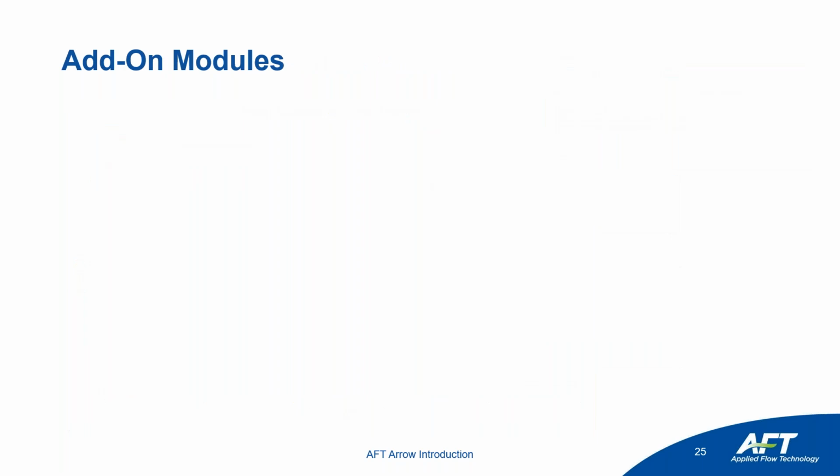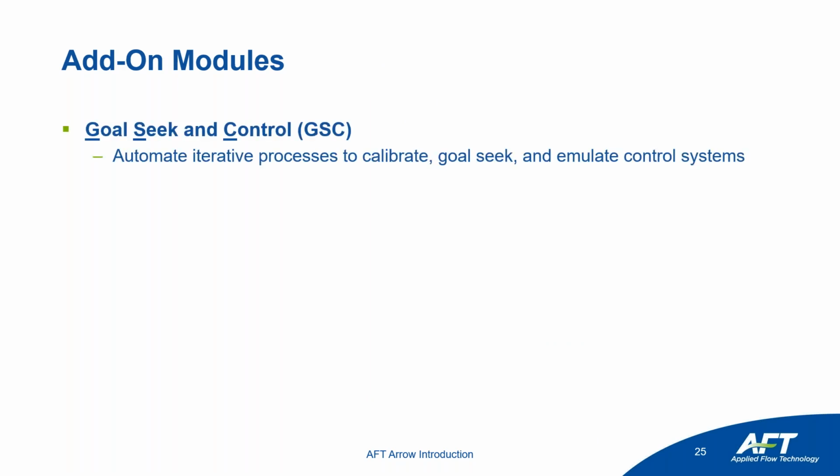So that's really everything related to building and analyzing your model. We'll touch on some add-on capabilities for AFT Arrow. You can use the goal seek and control module to automate iterative processes. So you can set things like a goal, maybe a temperature that you're trying to meet at a particular point. You can set a variable, maybe the amount of flow that you're bypassing through a heat exchanger. So this collection of setting a variable to achieve a goal, you can use that for single variables, or you can use it to emulate more complex control systems, maybe indirect control for things like temperature, instead of the pressure or flow controls built into the control valve in the software.